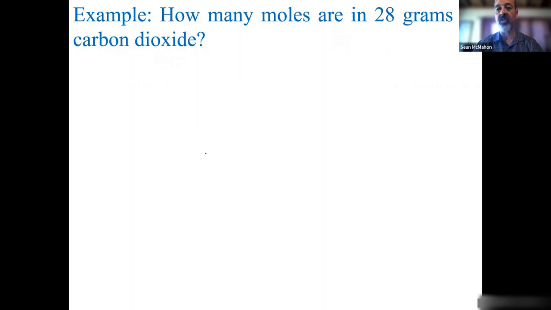How many moles are in 28 grams of carbon dioxide? Now, the nice thing about carbon dioxide is it's not ionic, it's covalent. So I don't need to worry about charges. I just need the prefixes. So it's CO2. So CO2 is 44.01 grams per mole.